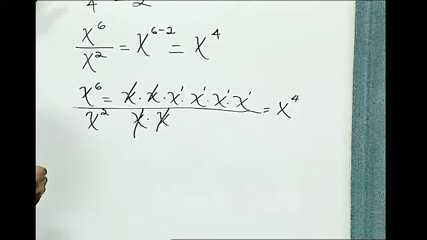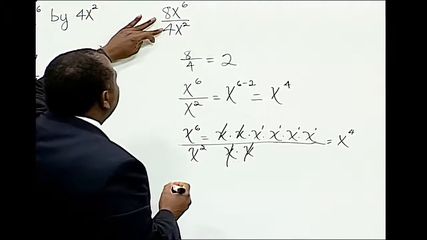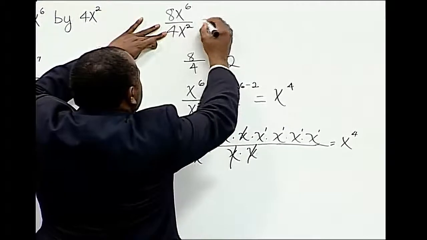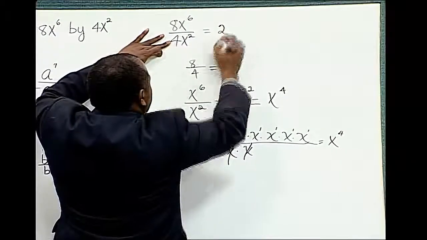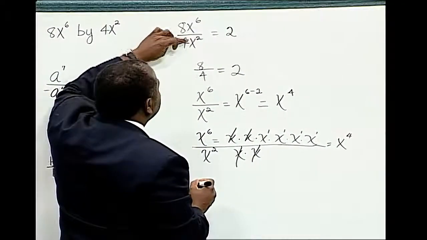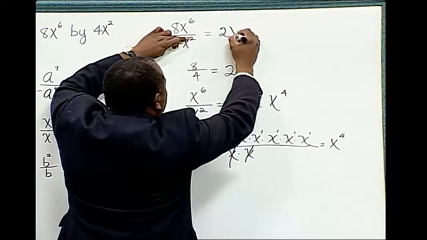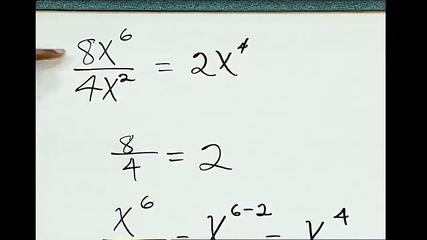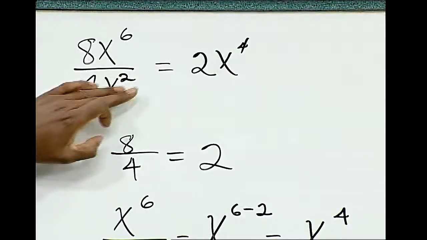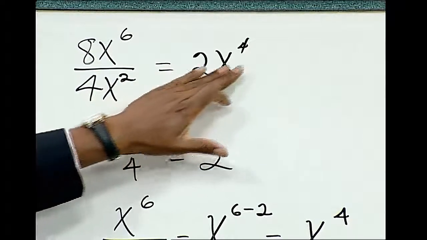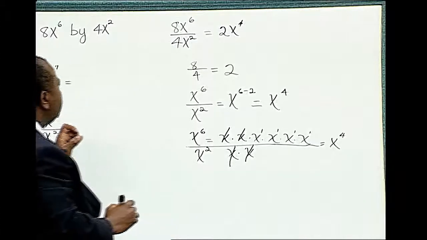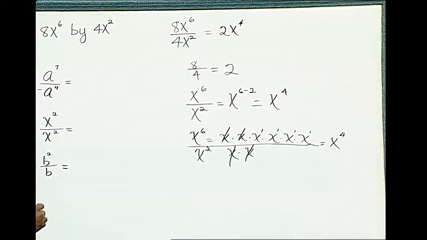Now back to our original problem. 8 divided by 4 is equal to 2. X to the 6th power divided by x to the 2nd power is equal to x to the 4th power. Therefore, 8x to the 6th power divided by 4x to the 2nd power is equal to 2x to the 4th power. Let's try a second problem.